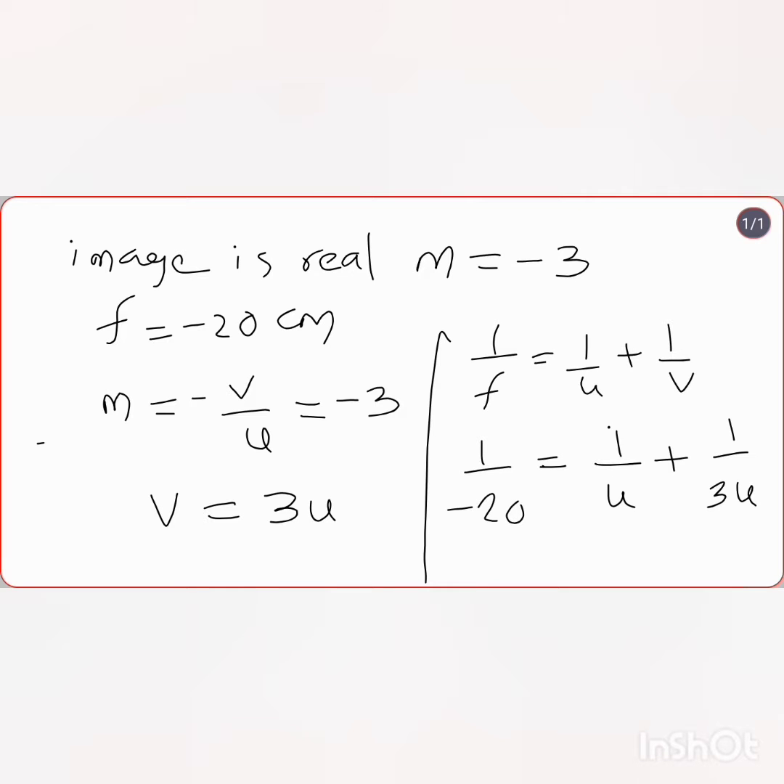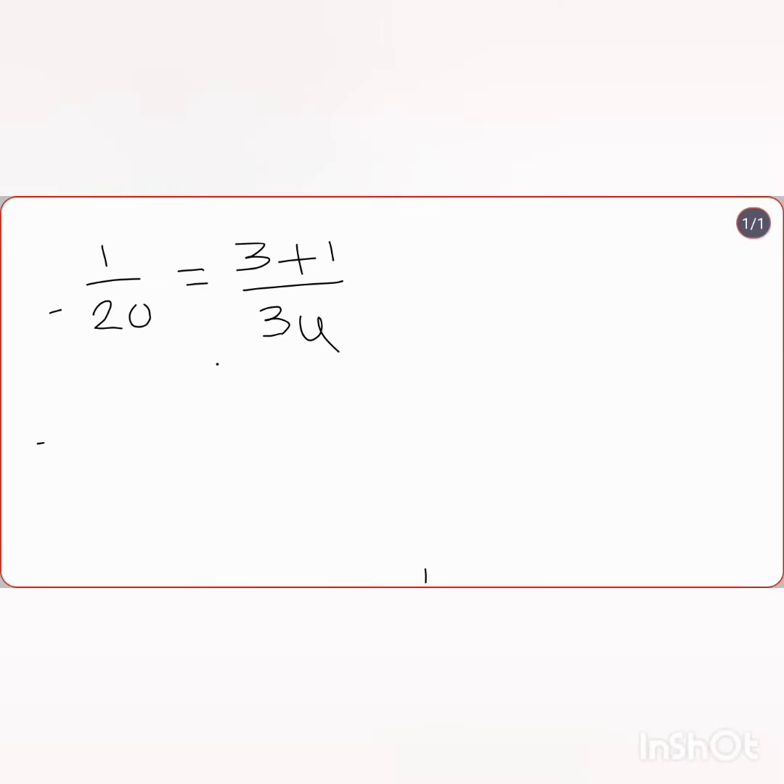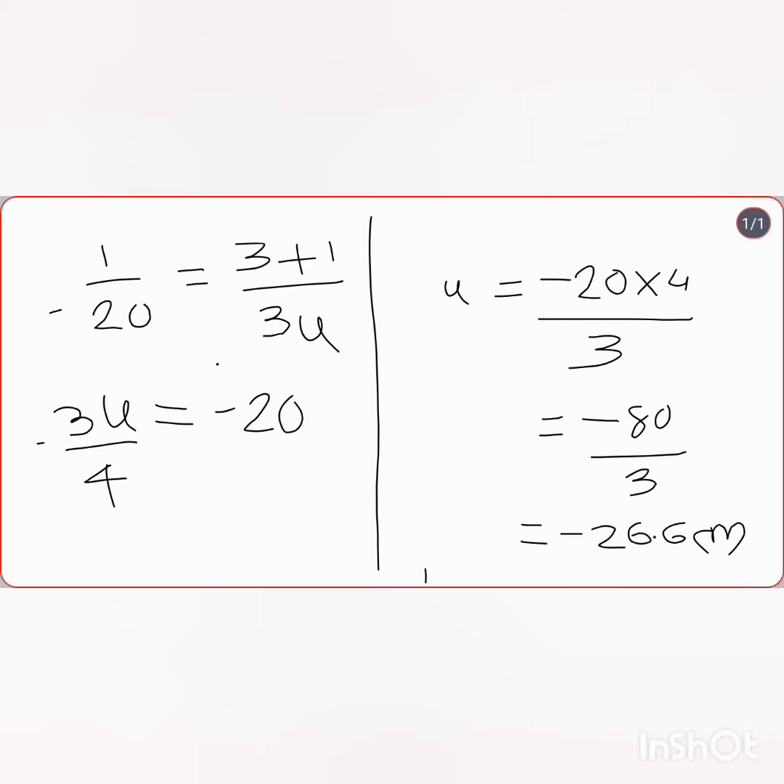So using mirror formula, 1 by f is equal to 1 by u plus 1 by v, which is equal to 1 by minus 20 is equal to 1 by u plus 1 by 3u. By simplification using cross multiplication we get 1 by minus 20 is equal to 3 plus 1 by 3u. So from this equation, 3u by 4 is equal to minus 20. So u is equal to minus 20 into 4 by 3, that is u is equal to minus 80 by 3, which is equal to minus 26.6 centimeter.